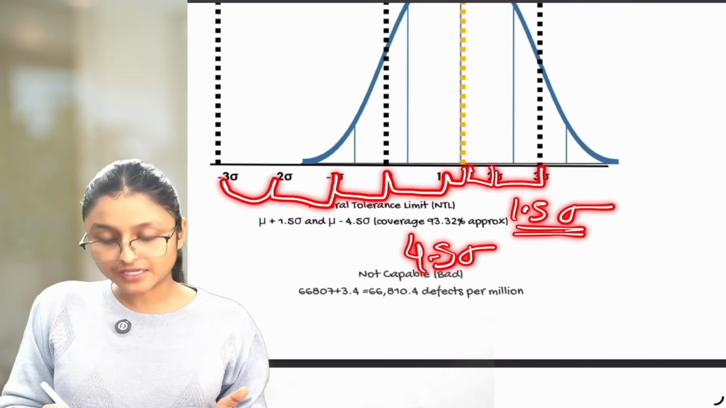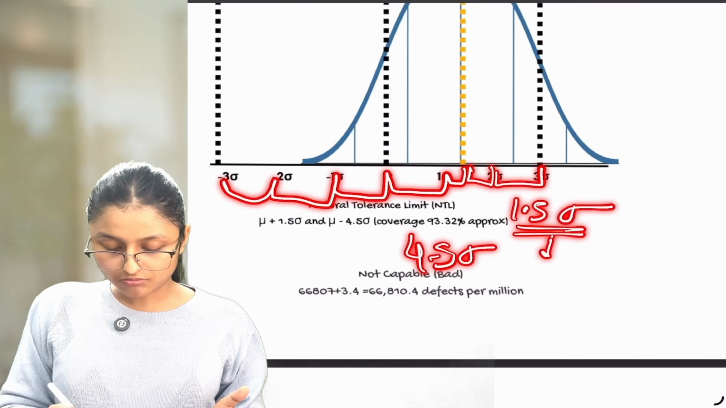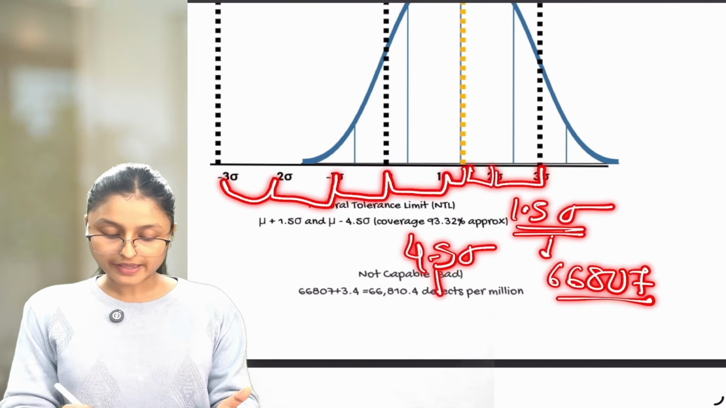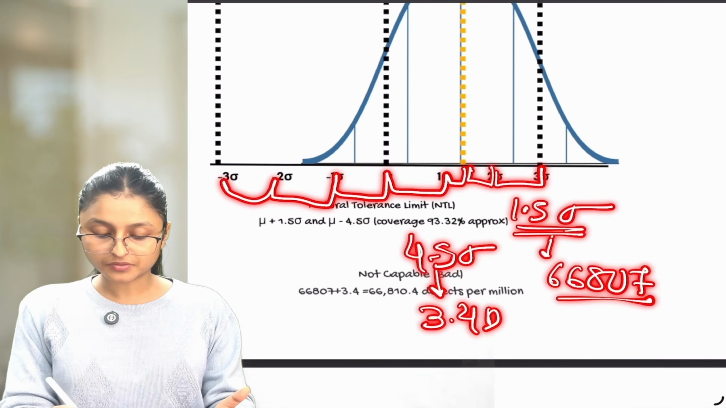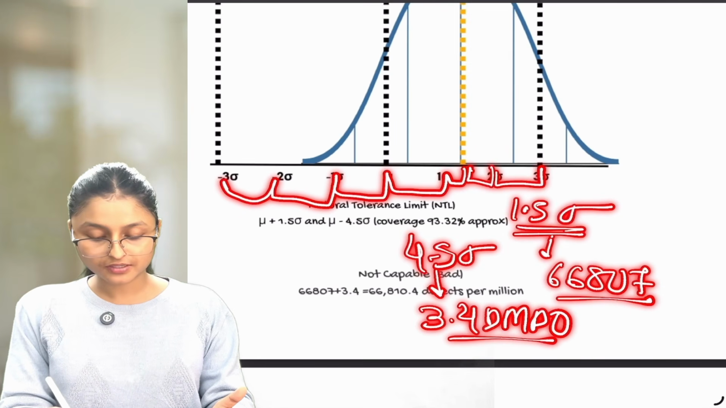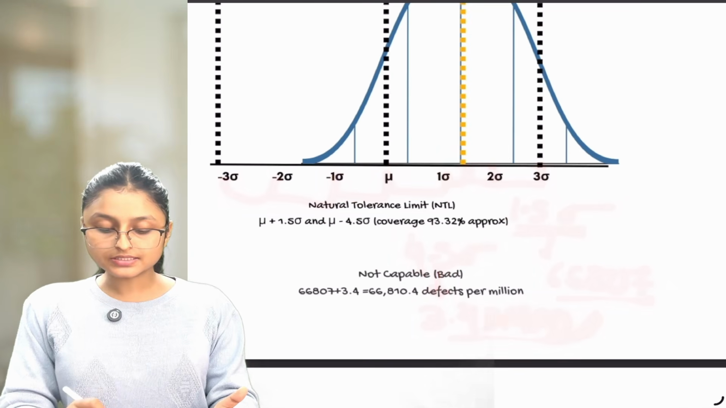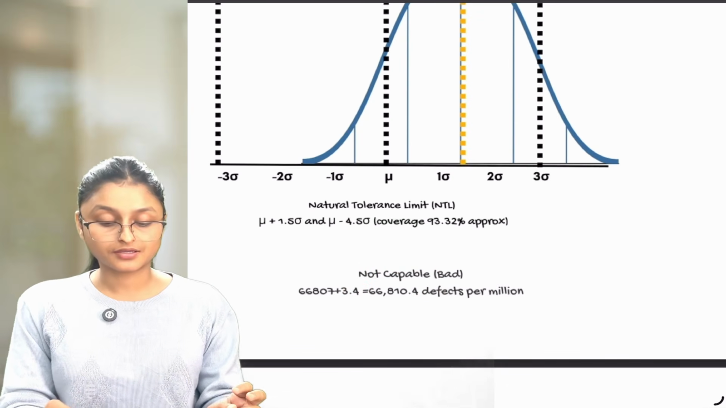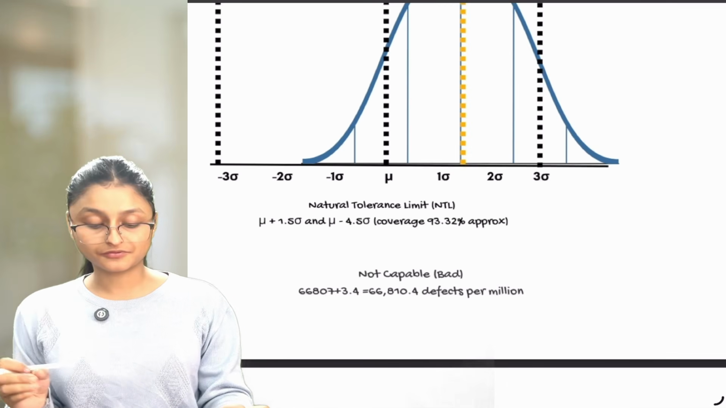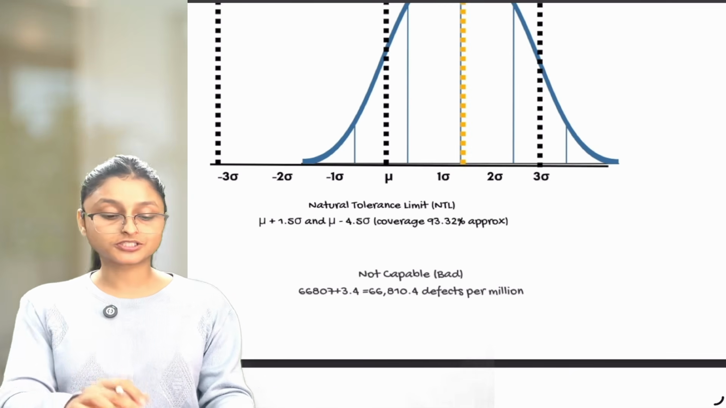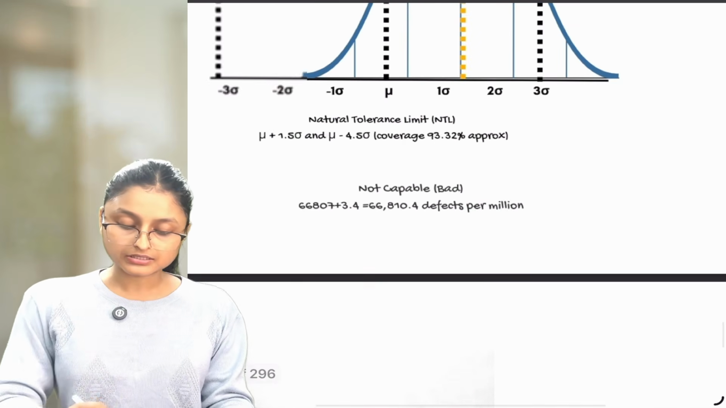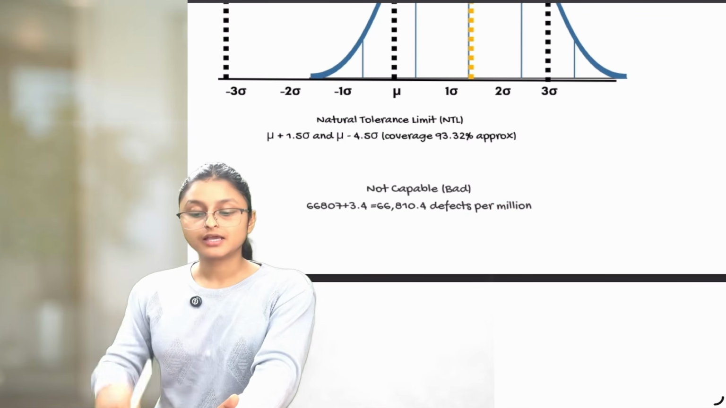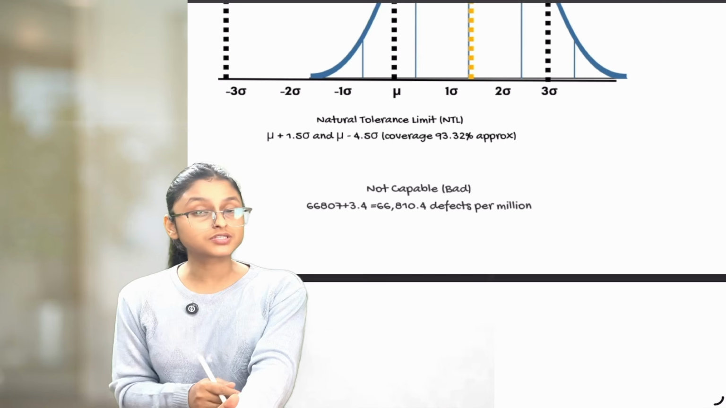So 1.5 standard deviation is equal to 66,807 defects per million, and 3.4 defects per million for 4.5, which together equal 66,810 defects per million opportunities. Think about it. Just by this 1.5 standard deviation shift, your same process which was earlier capable is now producing 66,810.4 defects per million. Can you now say that your process is capable?